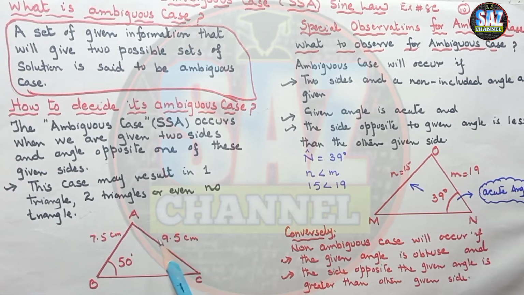If we look at this situation, we can see that we are given two sides. One is 9.5 and the other is 7.5, and the angle which is given to us is not the included angle of these two sides. So when, after drawing and sketching the figure, you are getting this situation, you have to be extra careful about how to solve this type of situation.